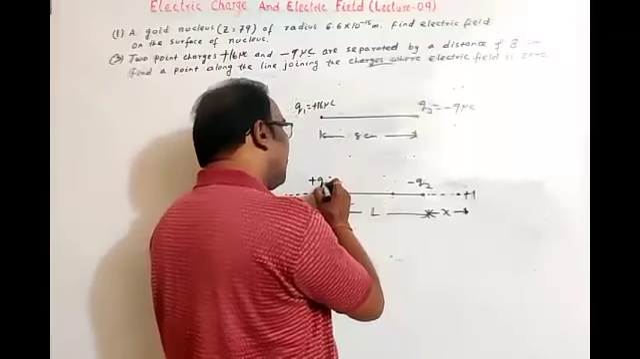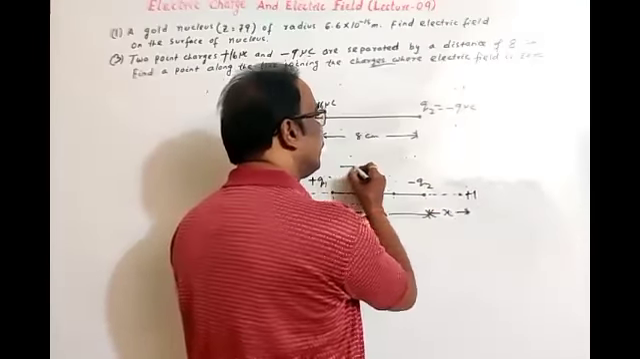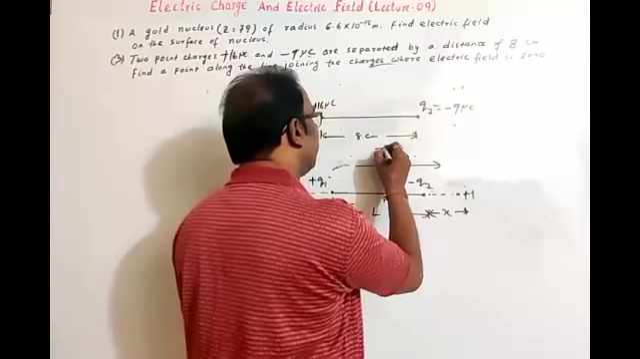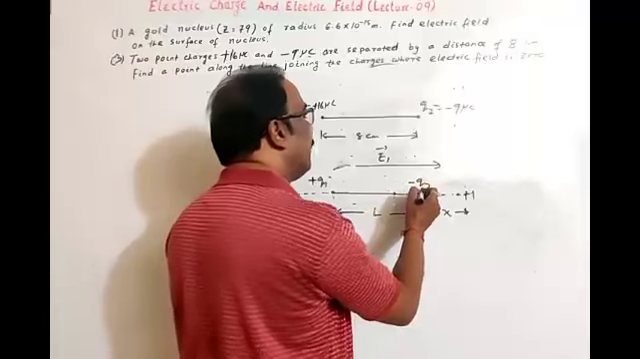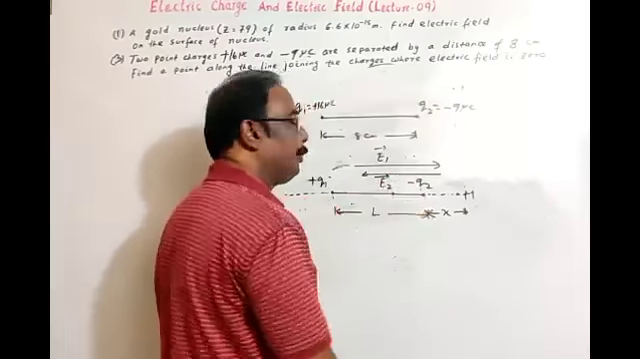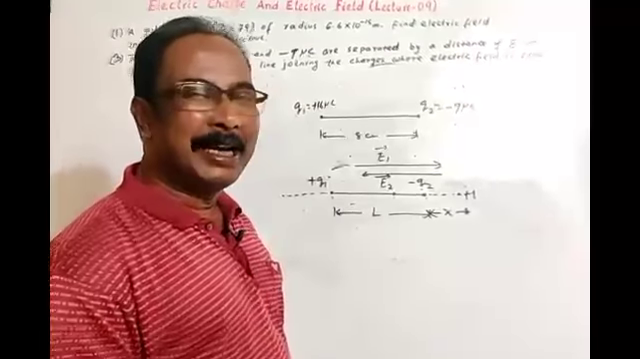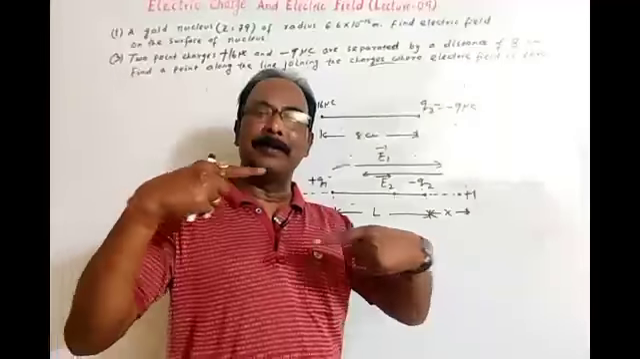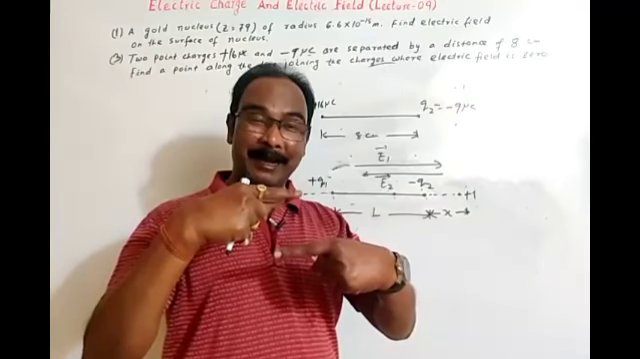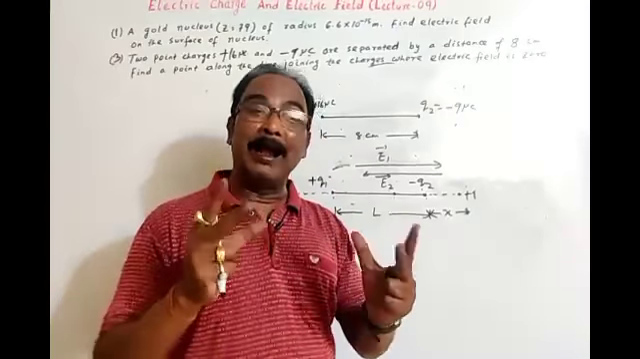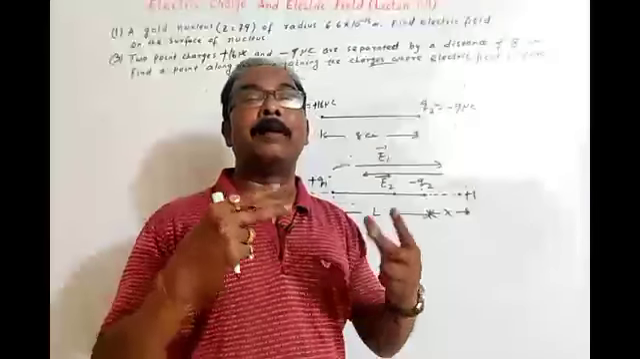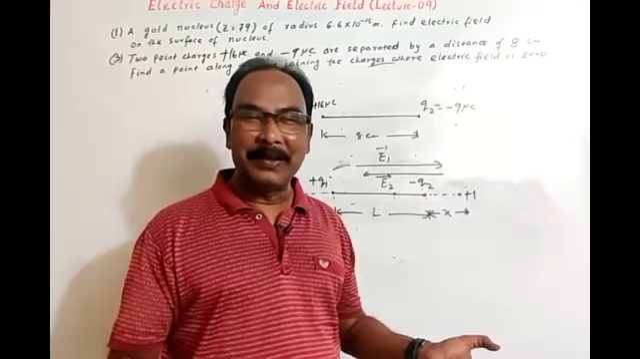Now see, plus q1 will repel this unit positive charge; let the field intensity due to plus q1 be E1, and minus q2 will attract it; let the field intensity be E2. Then the basic condition is satisfied: the two intensities are opposite in direction. To get 0 resultant by adding two vectors, the two vectors must be opposite in direction and must be equal in magnitude.